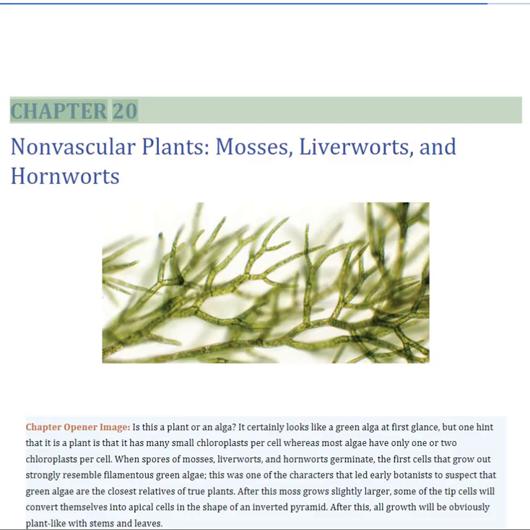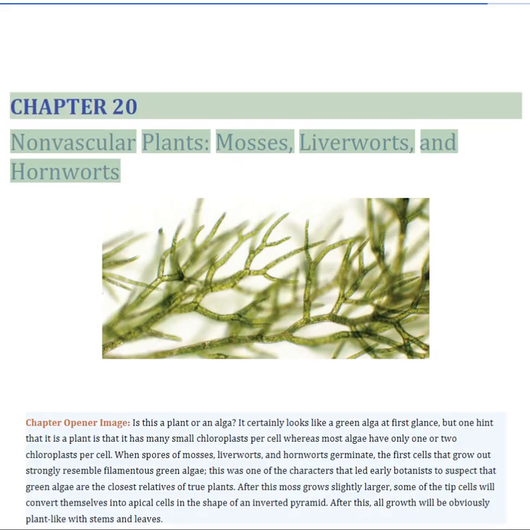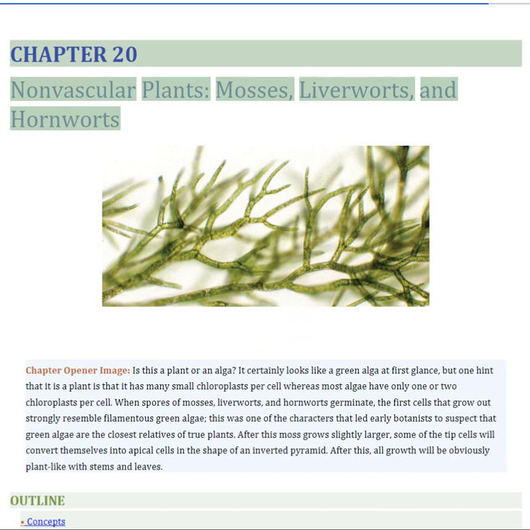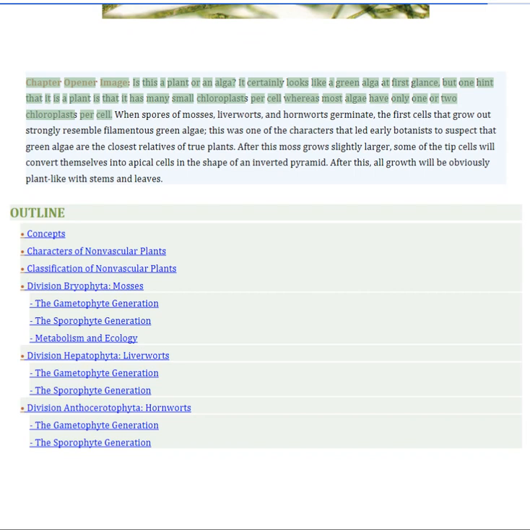Chapter 20. Non-vascular plants, mosses, liverworts, and hornworts. Chapter opener image: is this a plant or an alga? It certainly looks like a green alga at first glance, but one hint that it is a plant is that it has many small chloroplasts per cell, whereas most algae have only 1 or 2 chloroplasts per cell.